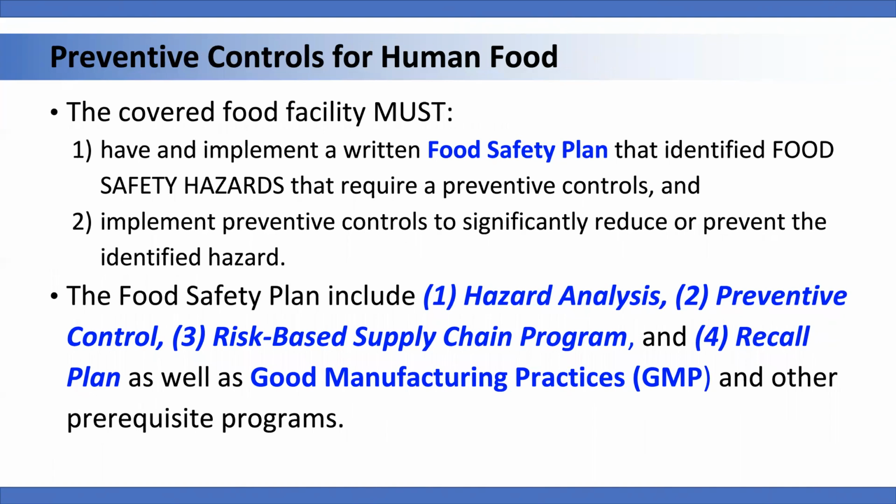The covered food facilities must have and implement a written food safety plan that identifies food safety hazards. So food safety plan is a set of written documents that is based on food safety principles. The covered facilities must implement preventive controls to reduce or prevent the identified hazard. The food safety plan includes hazard analysis, preventive control, risk-based supply chain program, recall plan, as well as good manufacturing practices and other prerequisite programs.